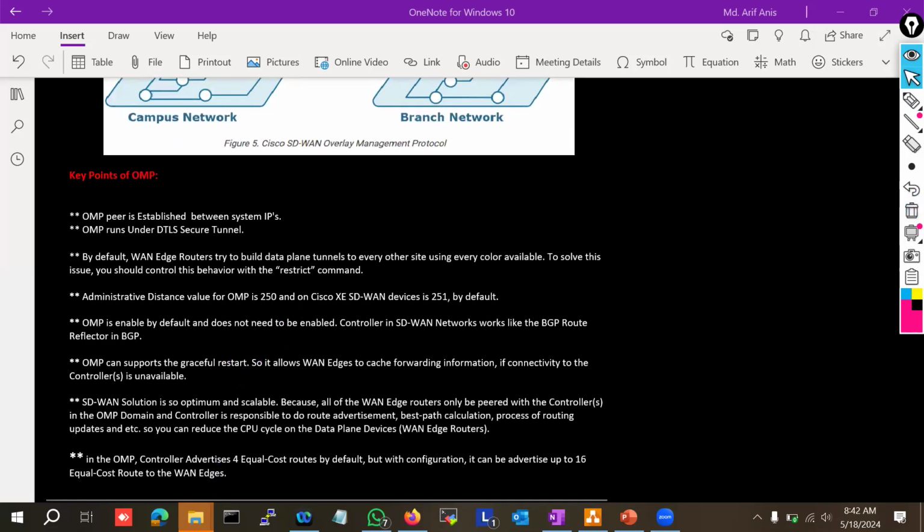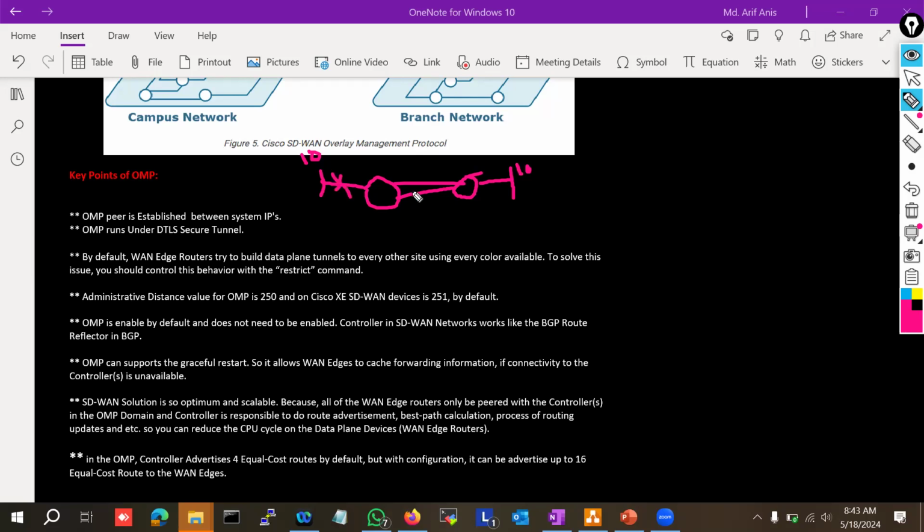There are some key points about what OMP does in SD-WAN. OMP is built between the OMP pairs established between system IPs. In traditional networks, we use the loopback. The system IP is a logical IP, not a physical interface. So if I want to establish BGP with a loopback interface, we use the loopback interface to form BGP. It is used for redundancy, because this logical interface will not go down even if a physical interface goes down. So if you have multiple links, you use this logical link, and your peering will not go down until your device goes down, right?